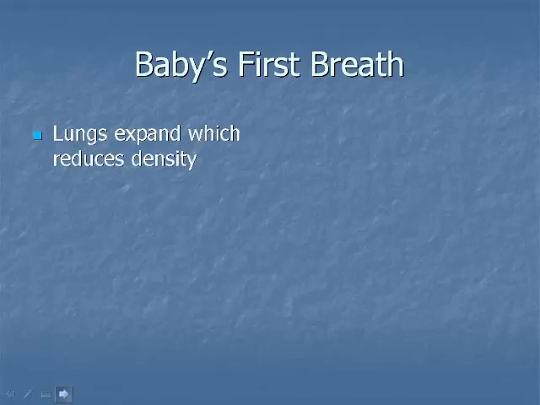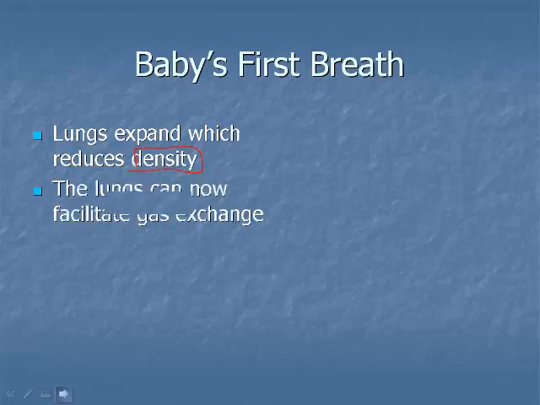Okay. And then the last thing is the baby's first breath. As soon as the density is reduced, the lungs will expand. So in other words, the lungs expand when the density reduces. The lungs can now facilitate gas exchange. So once that baby comes out, the first breath in is going to allow for that gas exchange to start.